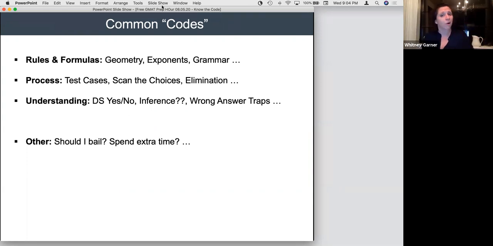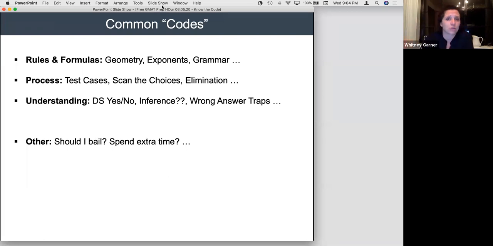They could also be process codes. So what did I notice that told me to test cases? Oh, I should make sure that in sentence correction, I'm scanning the answer choices first. Am I using process of elimination? These could also be understanding codes. So when I see X, Y greater than 0, that means both the same sign.